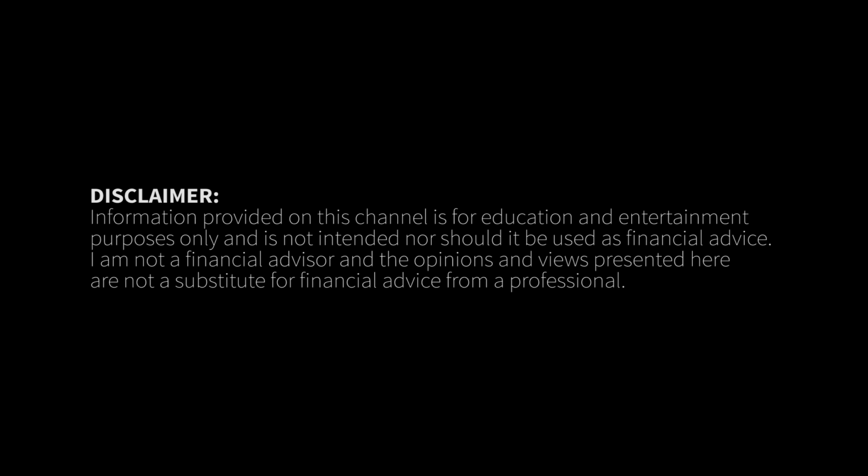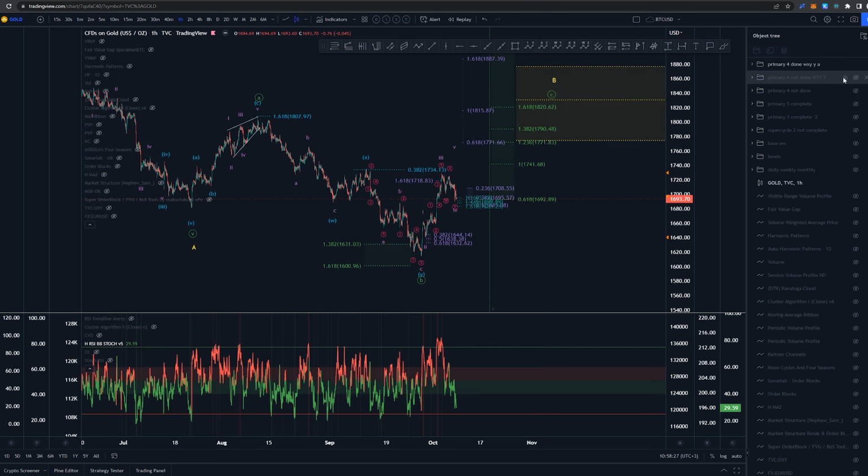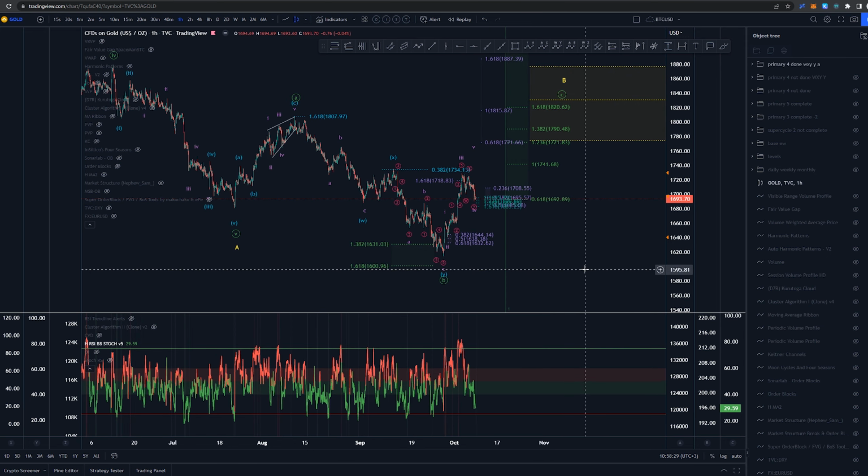I'll cover wave analysis with Elliott Wave theory and provide multiple scenarios your price may take and explain why I prefer one count over another. Let's take a look at the different possibilities. Starting here on the 1 hour time frame and looking at the count that we were discussing last time.